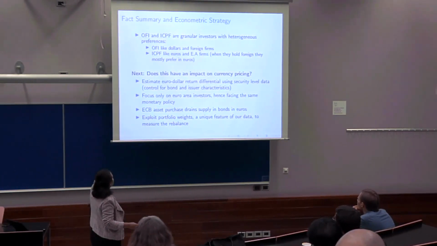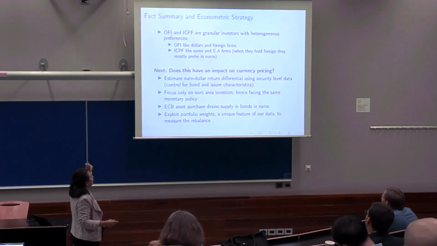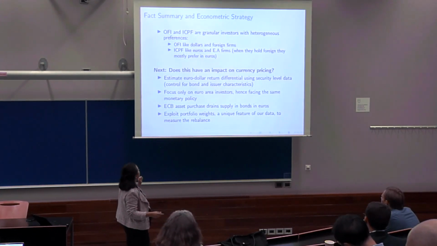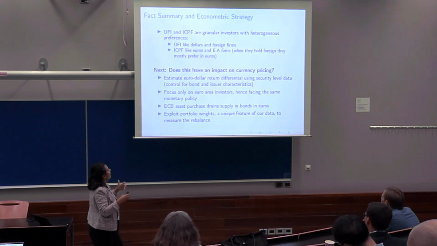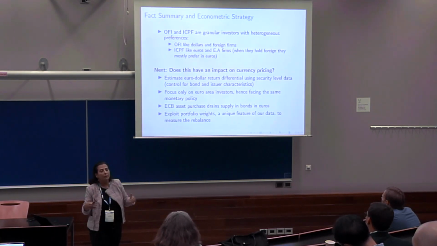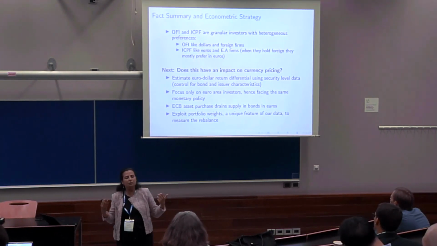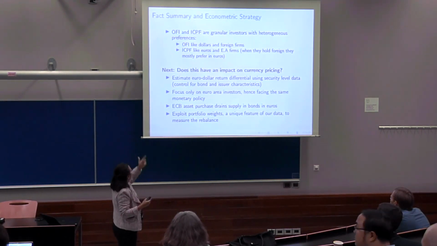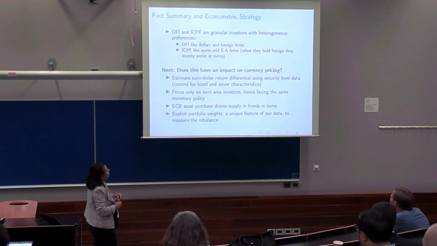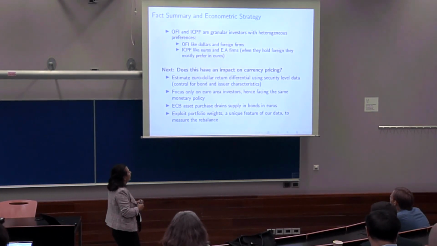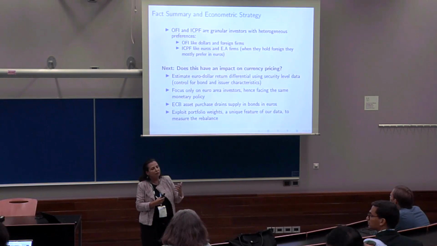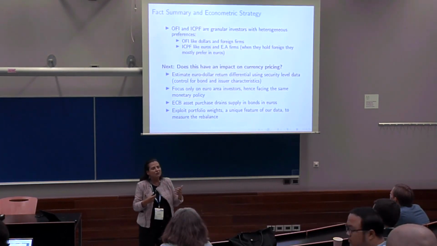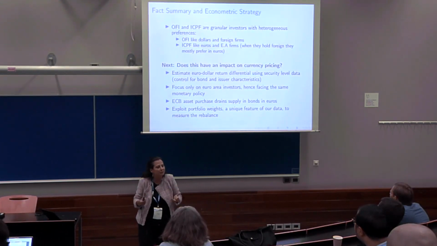So let me collect our thoughts. We observe that OFI, or other financial institutions, or what we can think of as mutual funds, are these granular investors, so they're large, but they have very heterogeneous preferences with respect to the currency denomination and the issuer. While mutual funds like dollars and foreign firms, insurance companies and pension funds like euros, and they have a slight preference for euro area firms, although their love for euros is much stronger than the love for euro area firms.